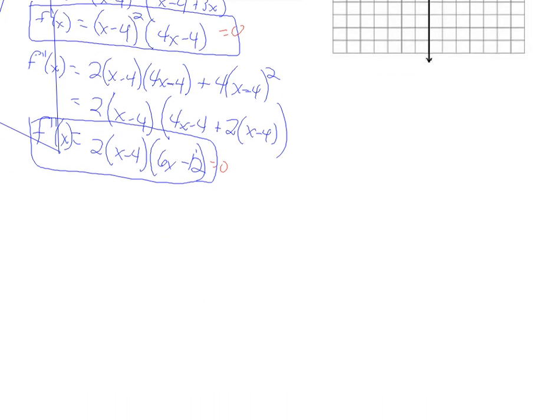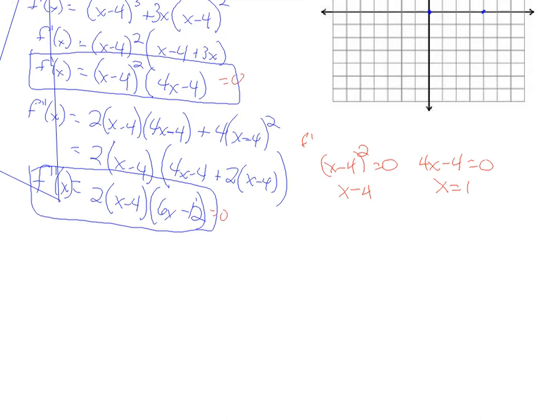Okay, so we zero product property this, and we have x minus 4 squared equals 0, 4x minus 4 equals 0. And this is for the first derivative. Square root both sides. Add 4 to both sides, you get x equals 4. Add 4 to both sides here, then I can divide by 4 and I get x equals 1. So I have critical numbers.